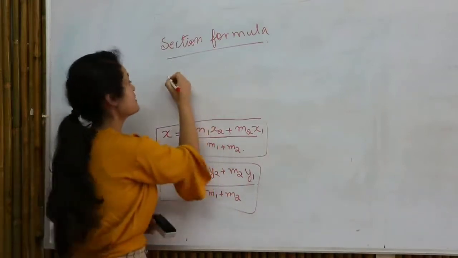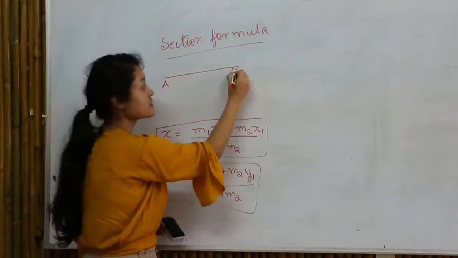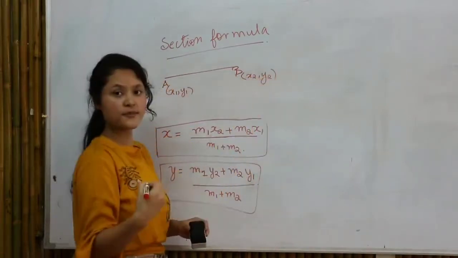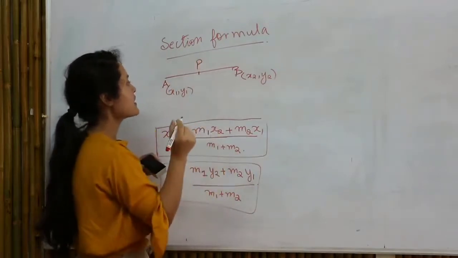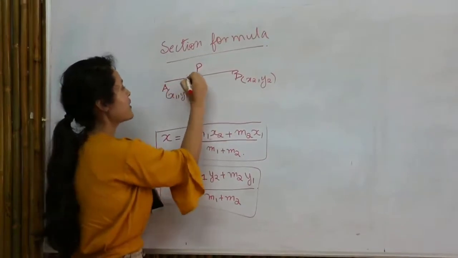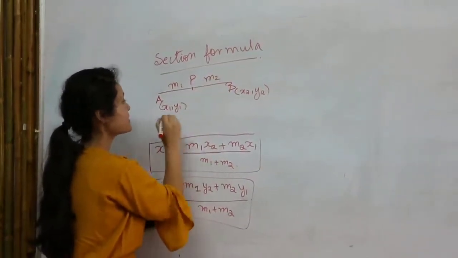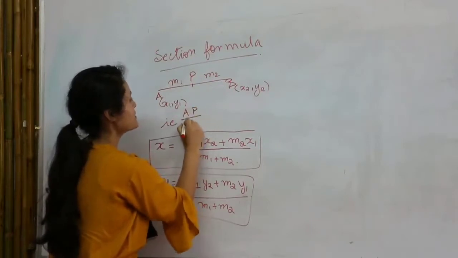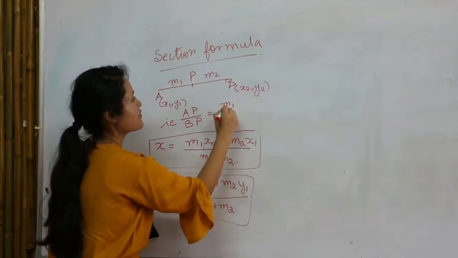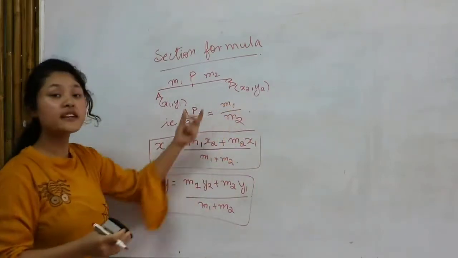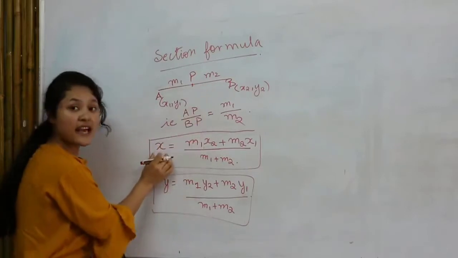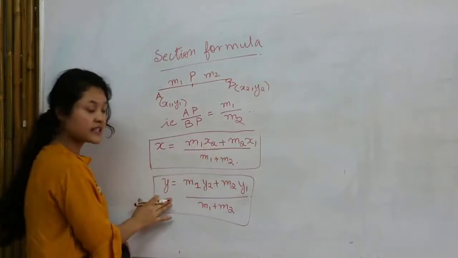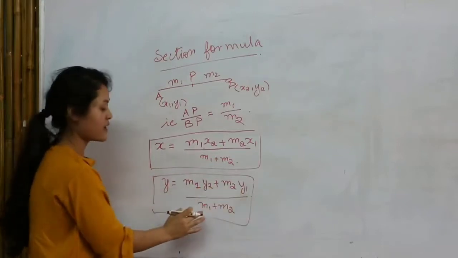If I consider a line segment joining two points A and B having coordinates (x1, y1) and (x2, y2), and any point P dividing this line segment AB in the ratio m1 is to m2, that is, AP is to BP is m1 is to m2, then the coordinates of P are given by: the x coordinate is (m1 x2 plus m2 x1) divided by (m1 plus m2), and the y coordinate is (m1 y2 plus m2 y1) divided by (m1 plus m2).